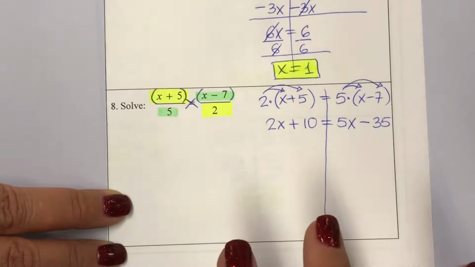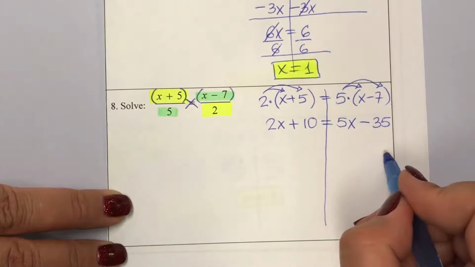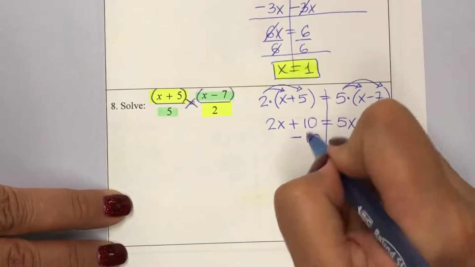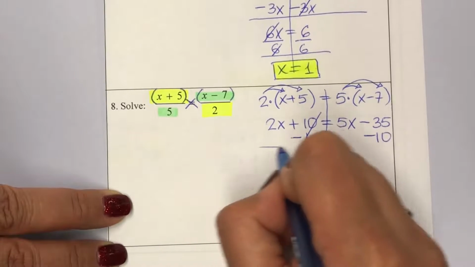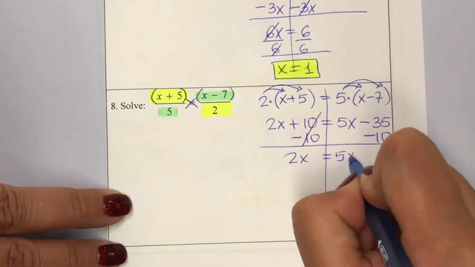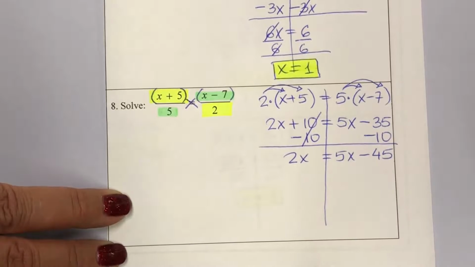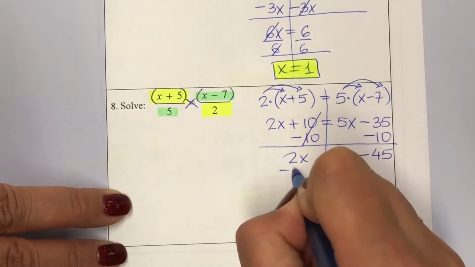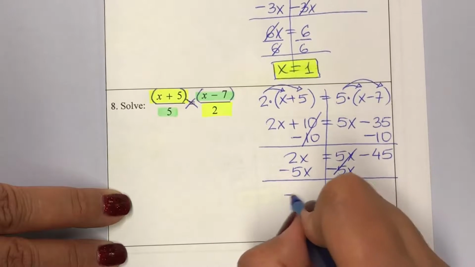Then the goal is to have the variables on the same side of the equation and then the constants on the other side of the equation. So I'm going to start with subtracting the 10 to move up the constant. Bring down 2x equals 5x minus 45. Same sign, add the numbers, keep the sign. Then subtract the 5x in order to move it to the left.